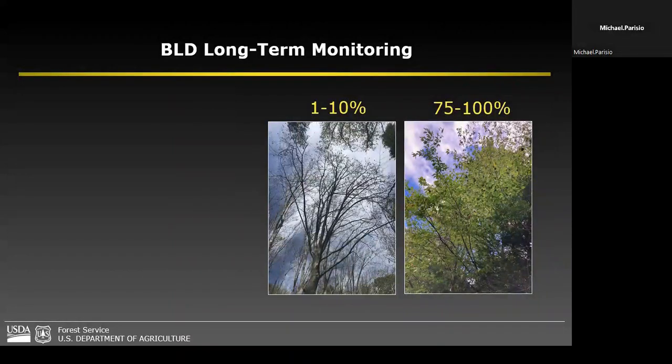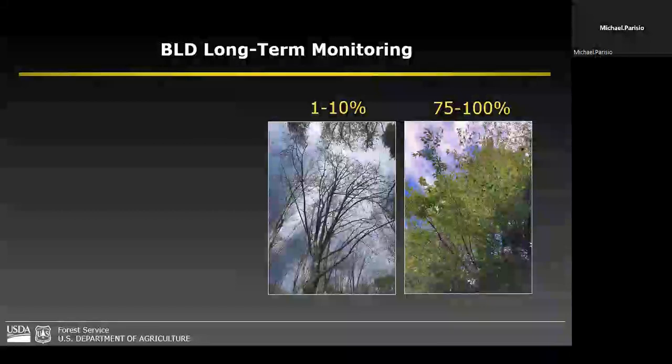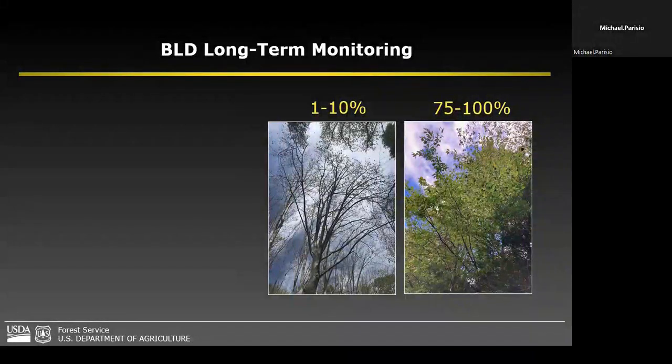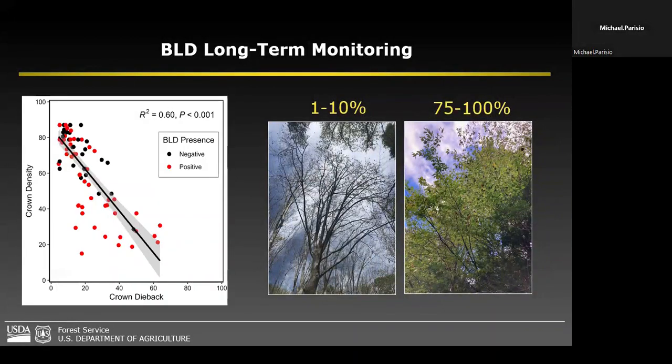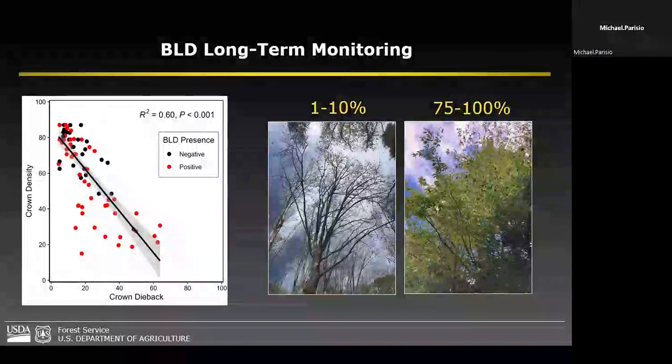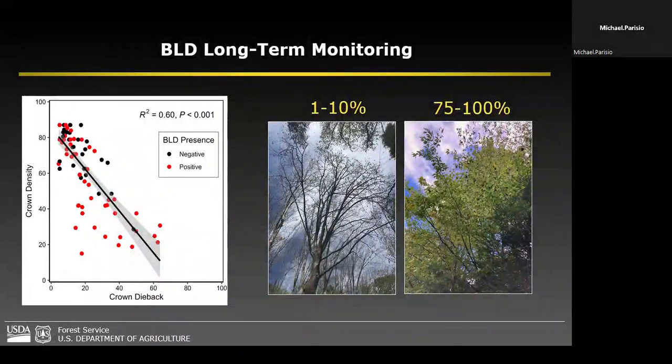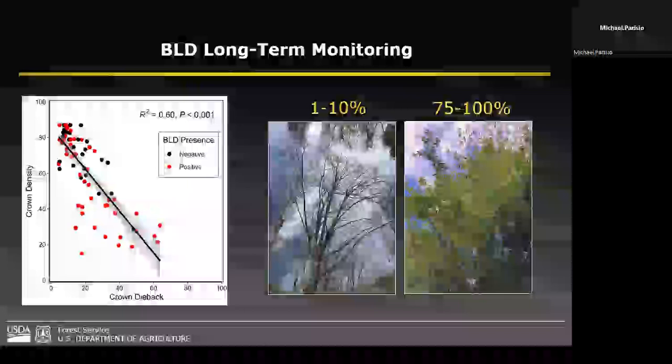For example, this photo on the left here would be a tree that we would categorize as having only 1 to 10% crown density. We group things in these bins to make it a little bit easier for our technicians that measure this data. Whereas a tree that has a relatively full crown is something that you would categorize as having upwards of 75 to 100% crown density. And these two things are related, so there's an inverse relationship between crown density as a function of crown dieback.